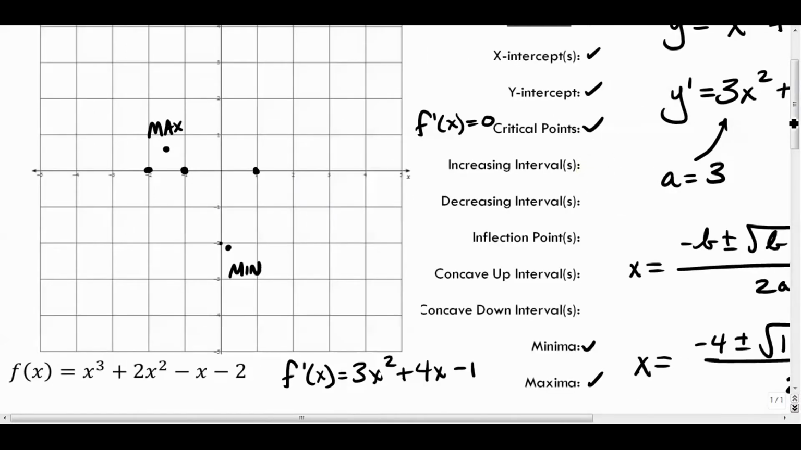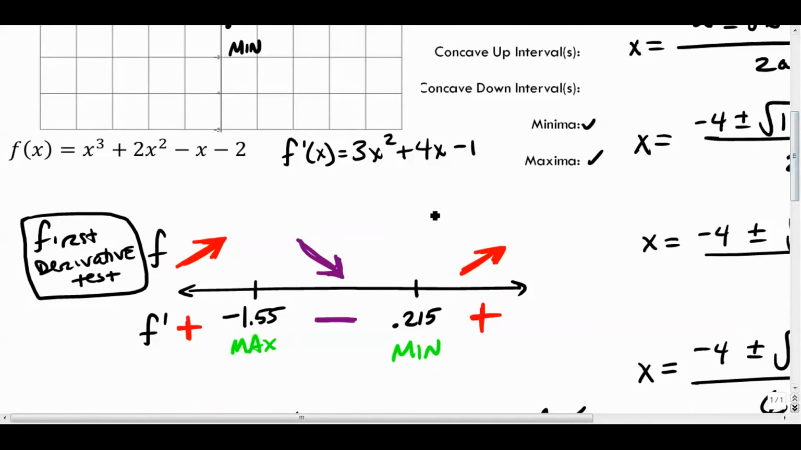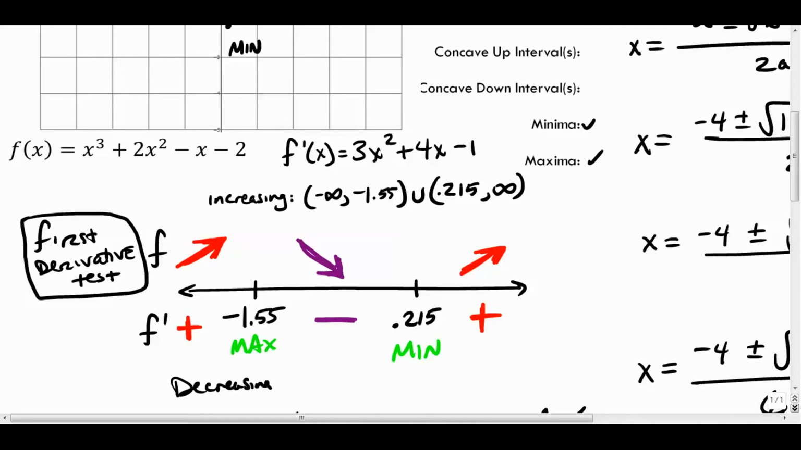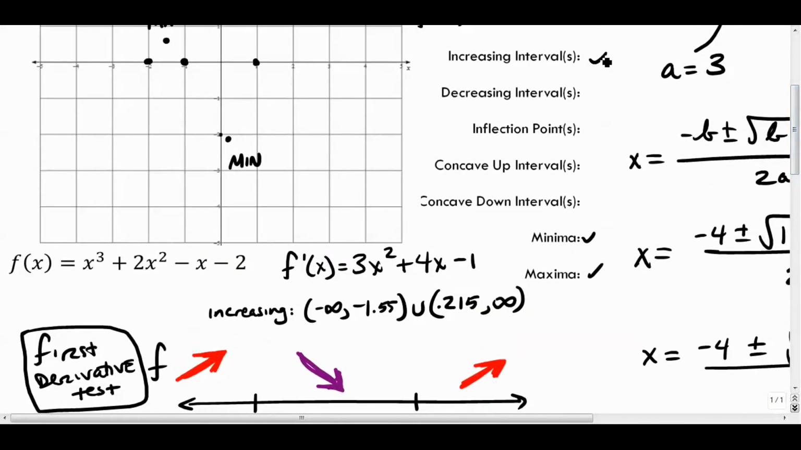The function is going to increase every time that the derivative is positive. So the increasing interval is everything that's in red. -infinity to -1.55, and then we union 0.215 to infinity. That's where the function increases. The function decreases, it goes downhill, everywhere that the derivative is negative. So it's in between those 2 critical points. So we've got that checked off as well.